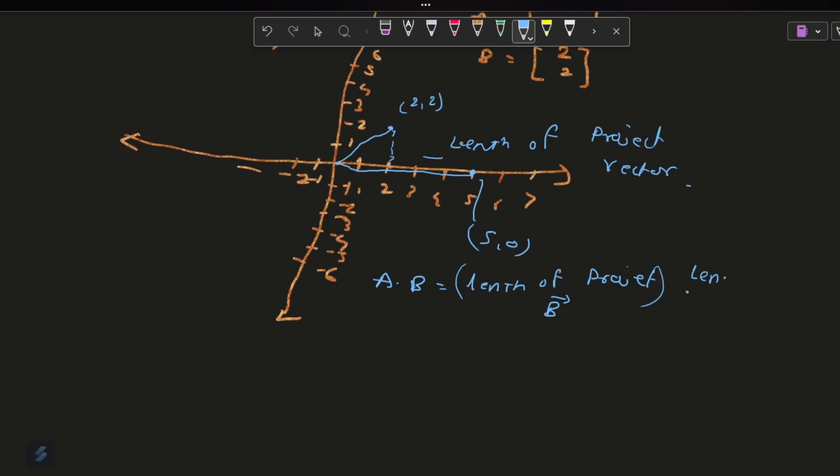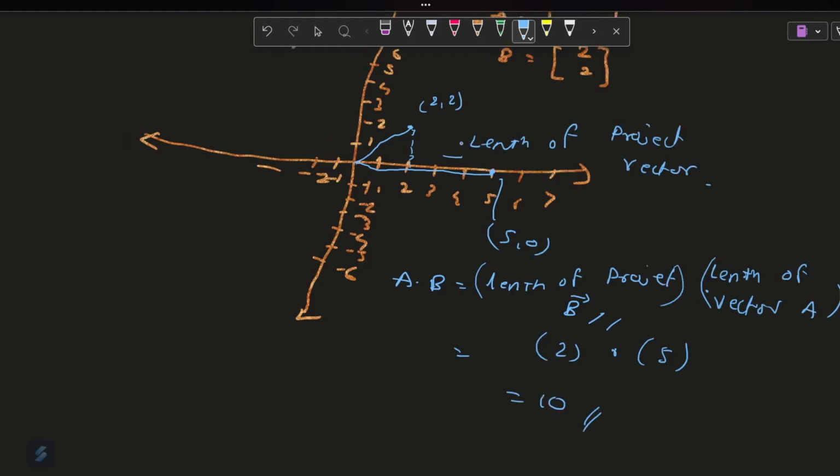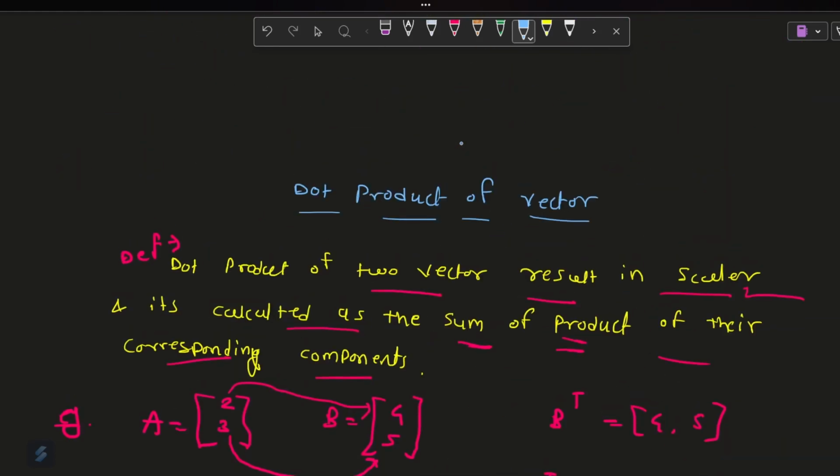So what is the length of projected B? It is 2, and multiplying with the length of vector A, which is 5, we simply get the value 10. This is the length of projected B times the length of vector A. When you multiply both, you get the same result. Okay, that's all you need to understand about the dot product.